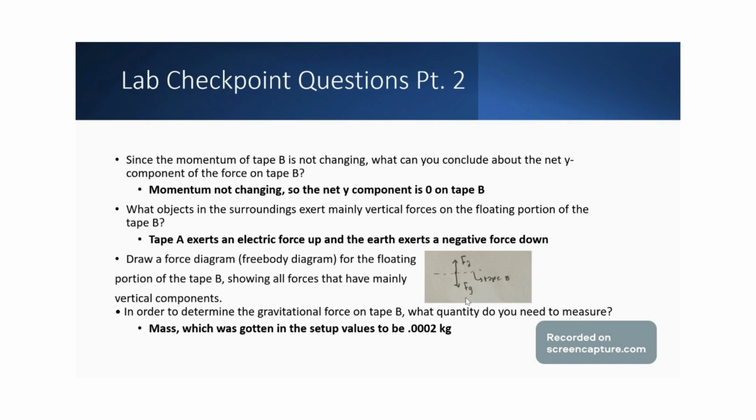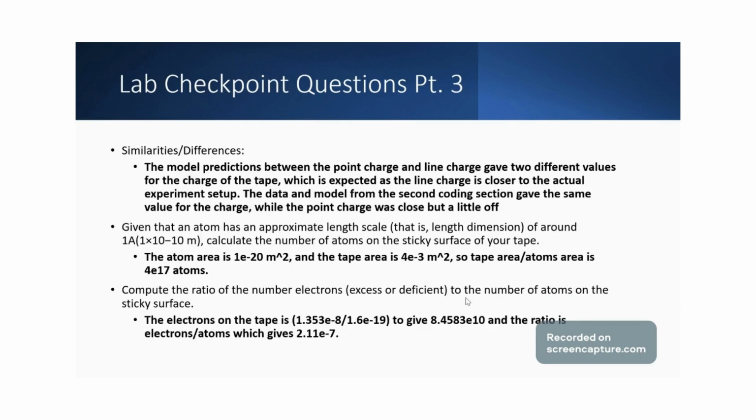Since the momentum of B is not changing, you know that the net Y component is 0 on tape B. And then next, tape A exerts an electric force up and the earth exerts a negative force down, which is shown in the free body diagram. And then in order to determine the gravitational force on B, the quantity needed to be measured is mass, which was gotten in the setup values to be 0.0002 kilograms.